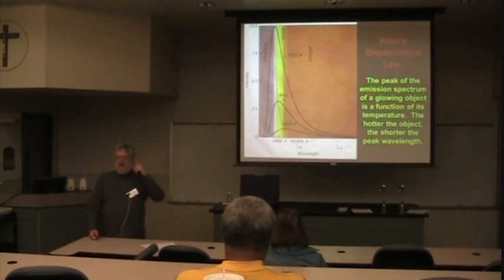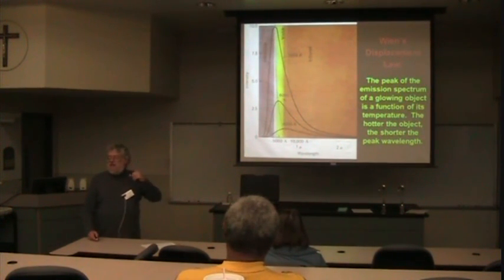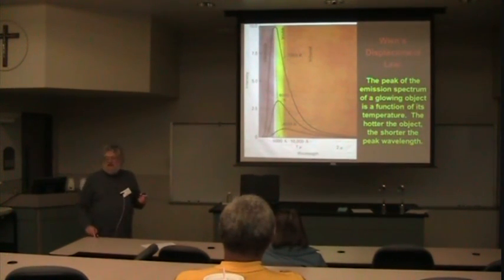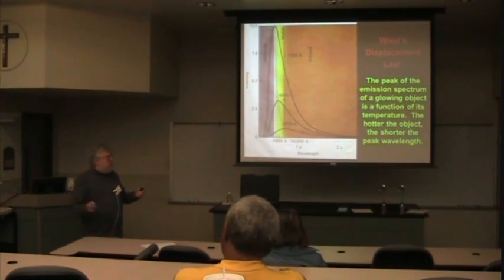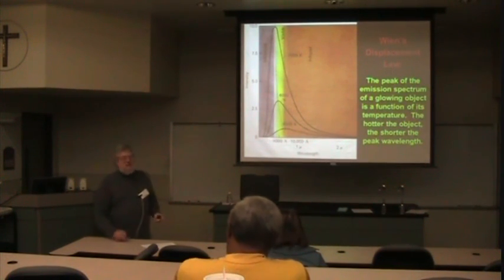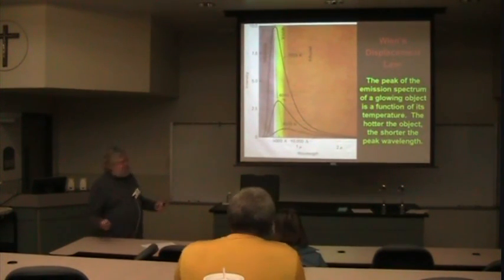Does anybody know where the maximum sensitivity of our retina is? Yellow, I think. It's in the green. It's right at that same spot. They're just very close. It's amazing how the sun has evolved in order to exactly match the sensitivity of our eyes.